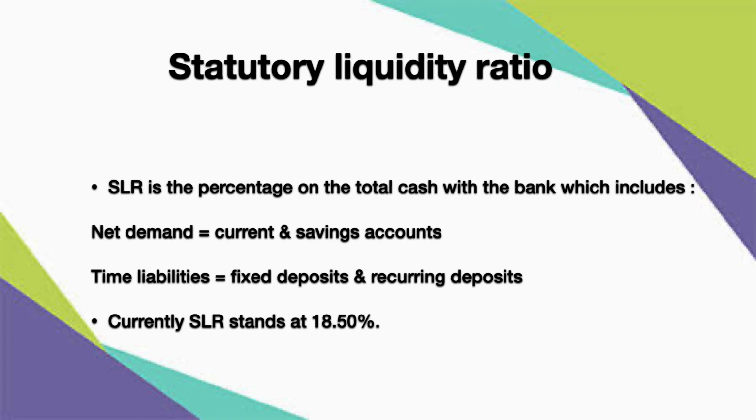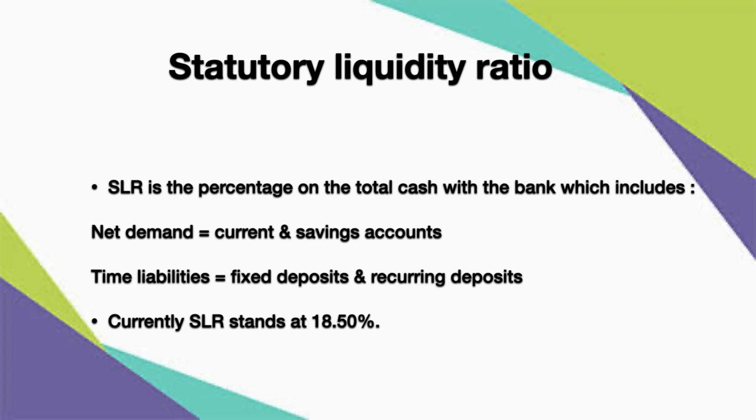First point, statutory liquidity ratio. What is it? It is the percentage on the total cash with the bank, which includes net demand, that's going to include current and savings account, and time liabilities, fixed deposits and recurring deposits. Now here, the statutory liquidity ratio is a percentage instructed by the RBI that each of the commercial banks must keep with itself. Read that line again: a percentage on the total cash with the bank.